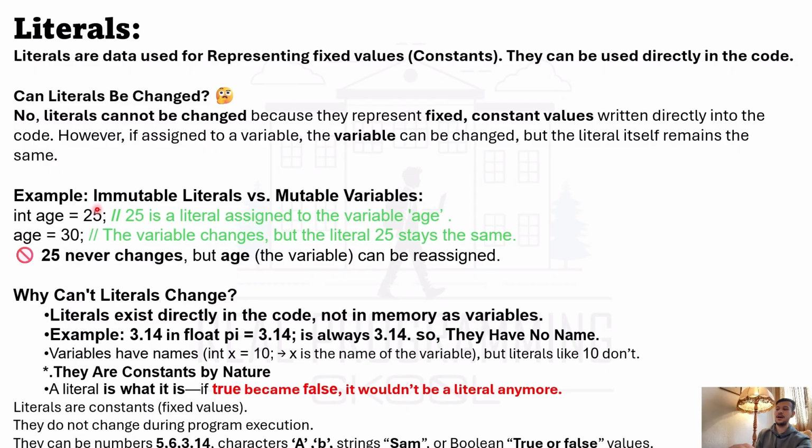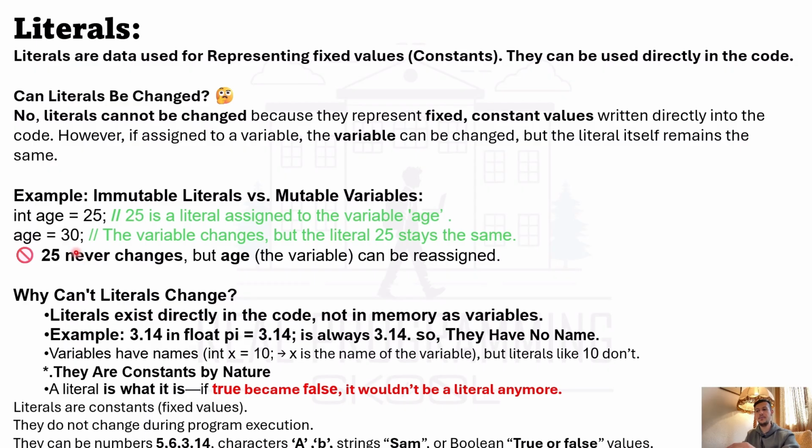All right. For example, here, immutable literals with mutable variables. So integer age equals 25. 25 is a literal assigned to the variable age. Exactly. We take 25, which is the literal number 25, and put it inside the variable called age. And when we want to change it, for example, age equals 30, we change the value of the age, but the literal, we cannot change it. 25 is not 20, it's not 30. The variable changes, but the literal 25 stays the same.